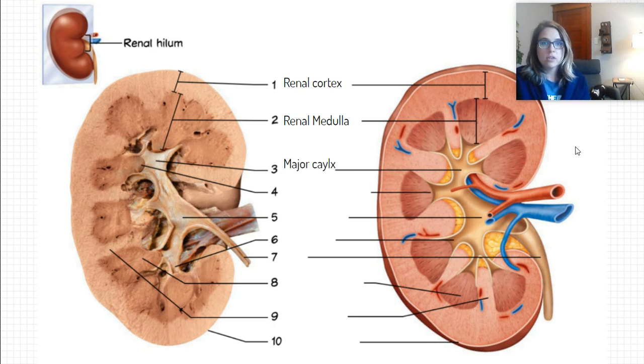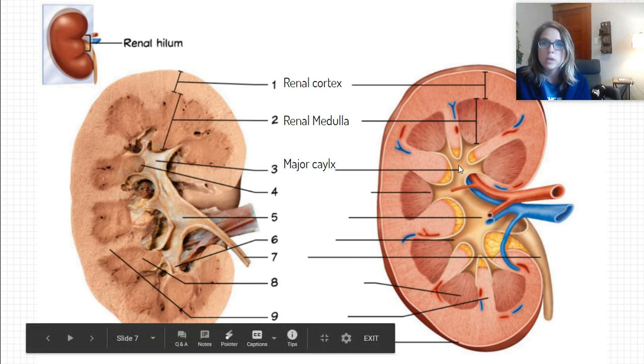Number 3 on here is called the major calyx. All of these pieces here that are kind of beige, this is sort of a collecting space for when the urine is produced through the nephrons. It sort of funnels in here, gathers in this region, and then heads down this tube. So the major calyx is just a collecting region of the kidney.